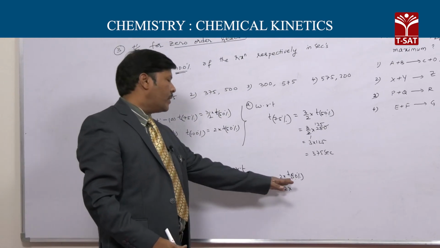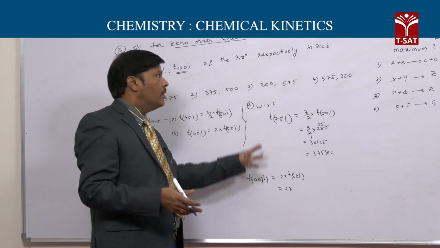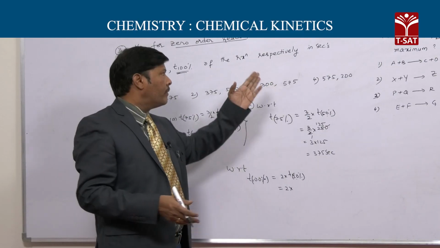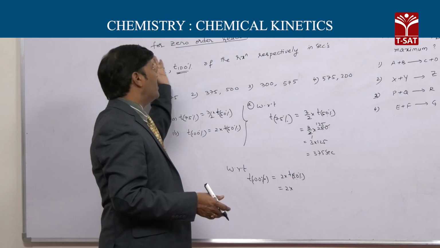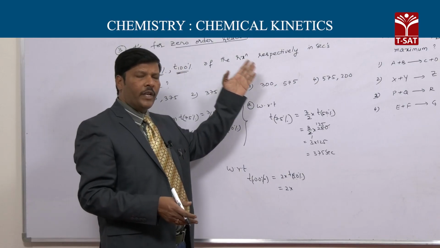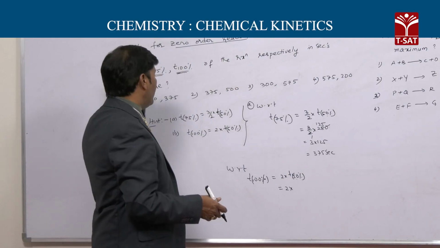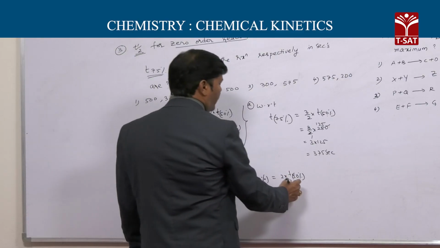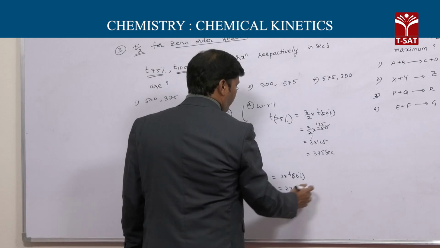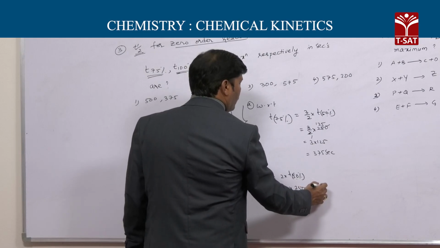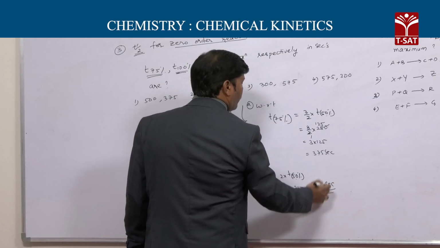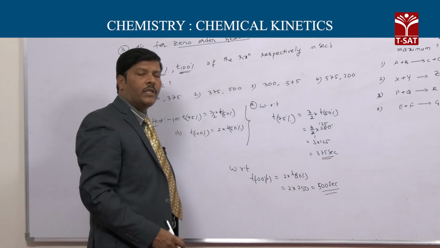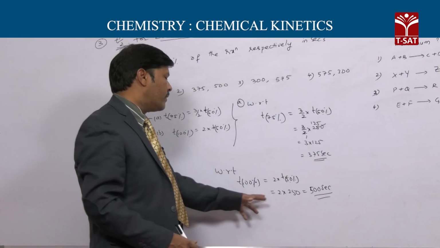From T 50%, if it is T 100%, the time taken will be doubled. If 50% of the zero order reaction takes 250 seconds, then T 100% is double the T half. So obviously this is 2 into 250, which is equal to 500 seconds, the answer. So therefore we got two different values: one is T 75% for the zero order and the other is T 100% for the zero order.